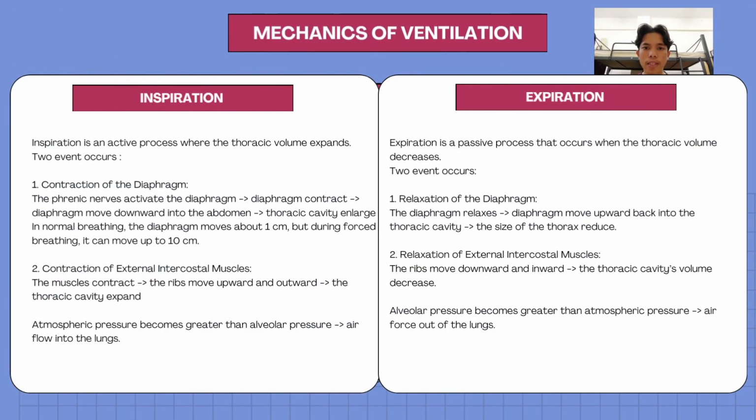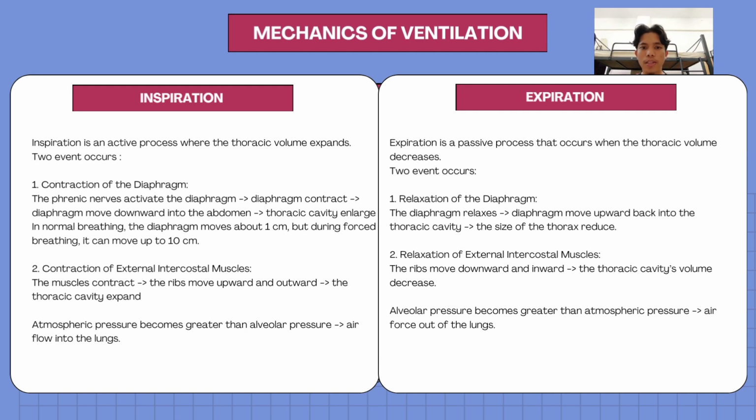Next is the mechanics of ventilation. Two events occur, which are inspiration and expiration. Inspiration is when we inhale. There are two events: first, contraction of the diaphragm. In this case, the phrenic nerve activates the diaphragm, then the diaphragm contracts and moves downward into the abdomen, then the thoracic cavity enlarges. Secondly, contraction of the external intercostal muscles. The muscles contract, the ribs move upward and outward, then the thoracic cavity expands.